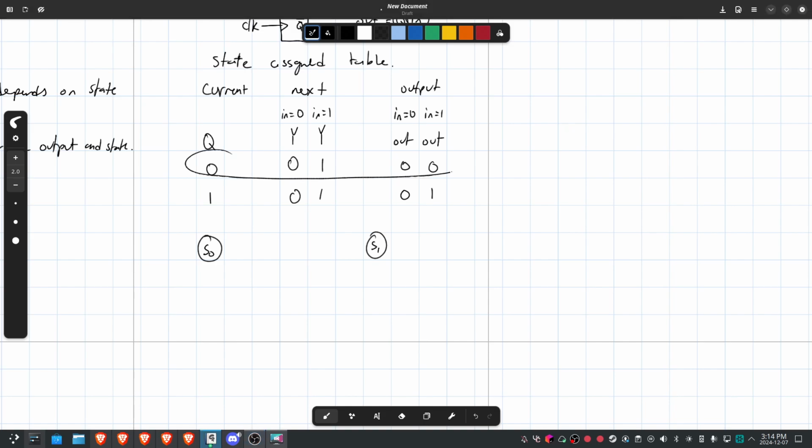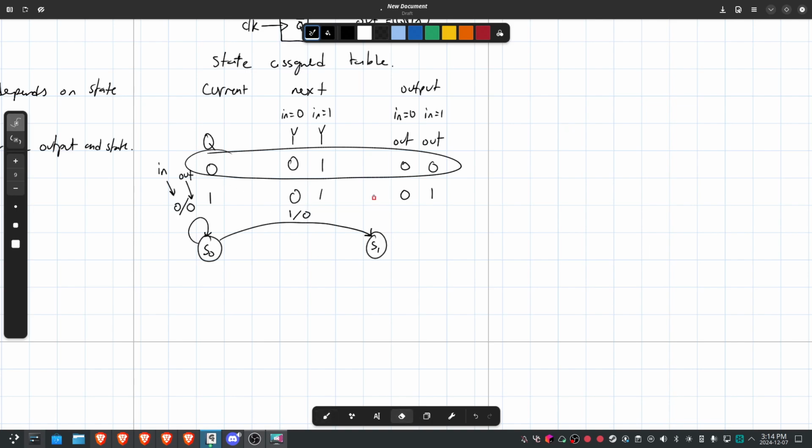So let's take a look here. If Q is 0, so we're starting at state 0, and in is 0, it's going to return to itself. And here we're going to write 0, that is our in, slash our output. So in is 0, and the output is 0. You see that? This is in, this is out. Now, if in is 1, it's going to go to state 1. So 1, and the output's still going to be 0.